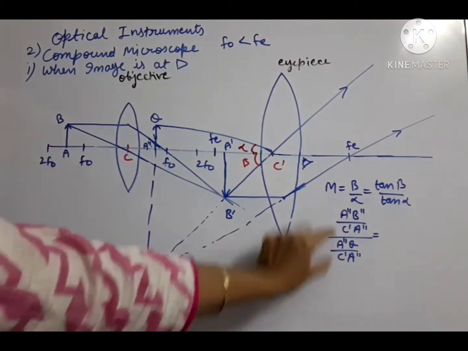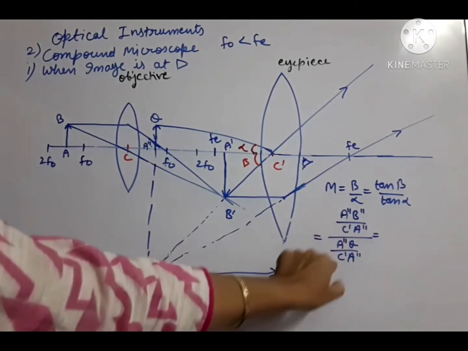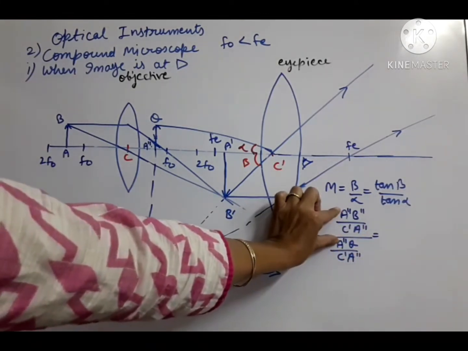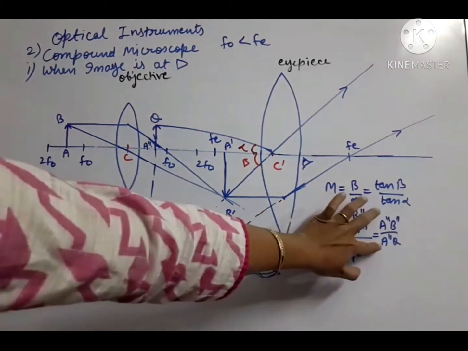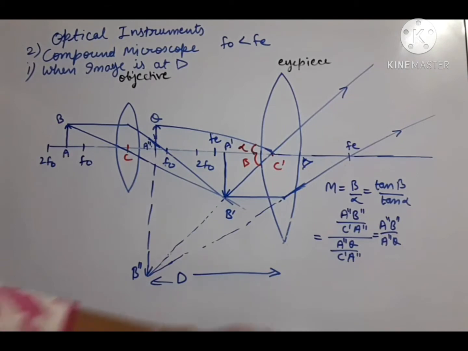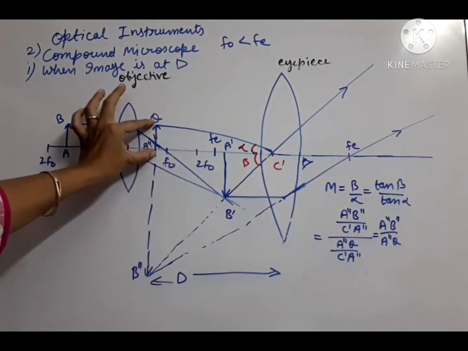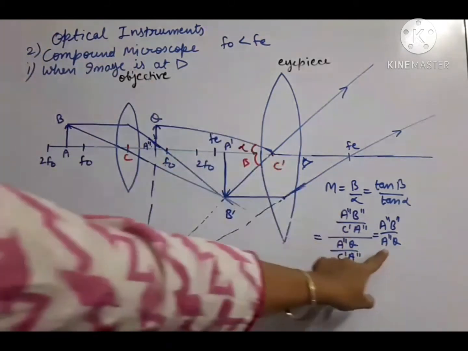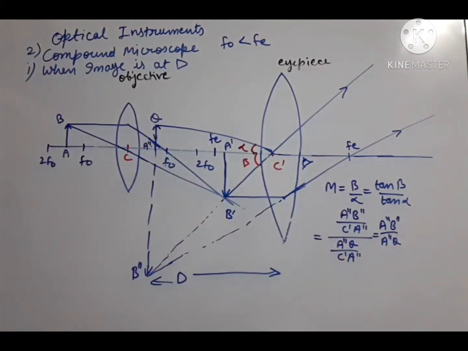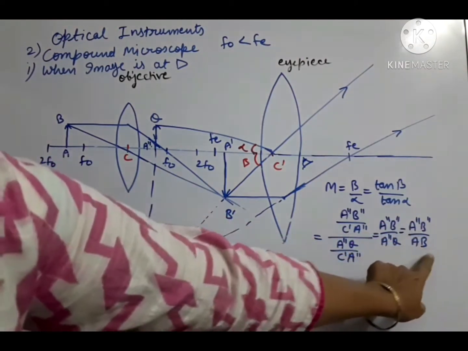Now you can notice that in tan beta and in tan alpha, the base is the same, so it will be cancelled. Only these upper parts will remain. In this, one term is appearing: A''Q, but it was actually equal to AB only. So let us write A''Q as AB. Now we have lastly obtained A''B'' upon AB.